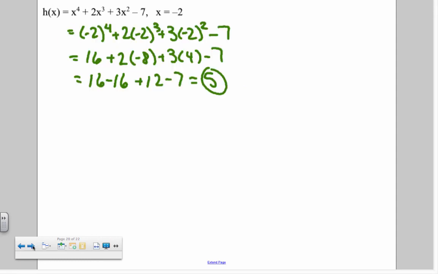Okay, last problem. We're evaluating here at -2. This is where it's so important to make sure you use parentheses with your calculator, right? Because otherwise the order of operations is done incorrectly. Here, we should get 5.